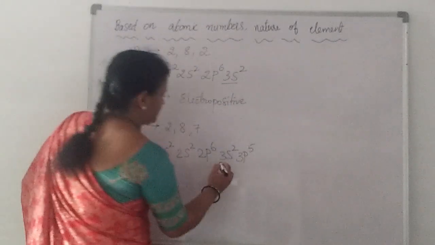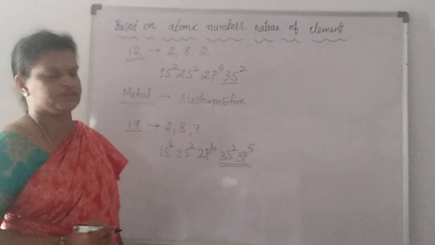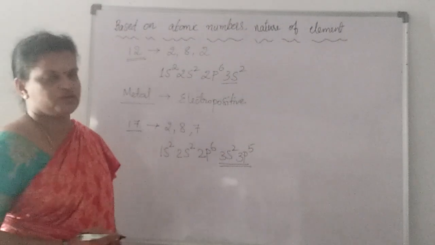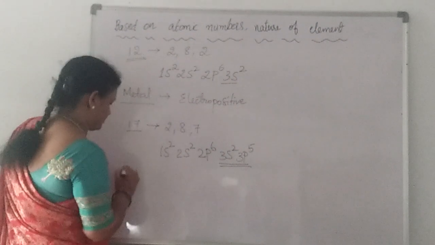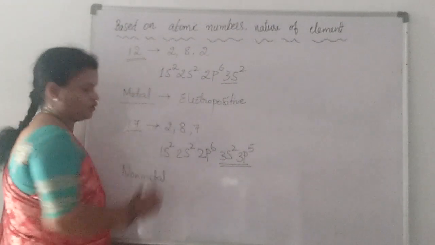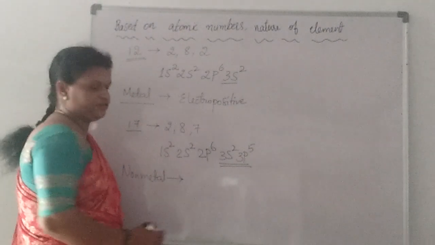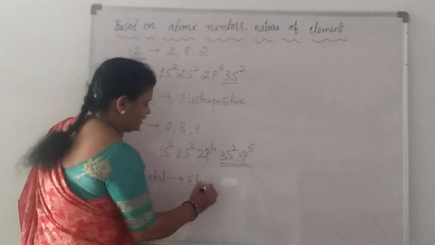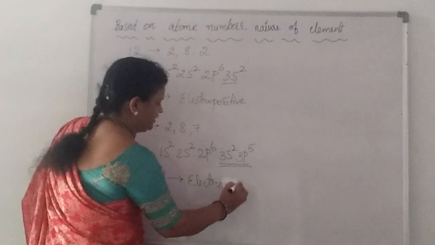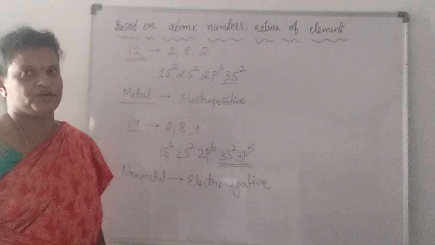Now, in the last shell, how many electrons are present? In the outermost shell, there are 7 electrons. Based on that number, we can say this element is a non-metal. Whenever it is a non-metal, it will compulsorily be electronegative in nature. Electronegativity is higher. We can't say exactly what the value of electronegativity is.